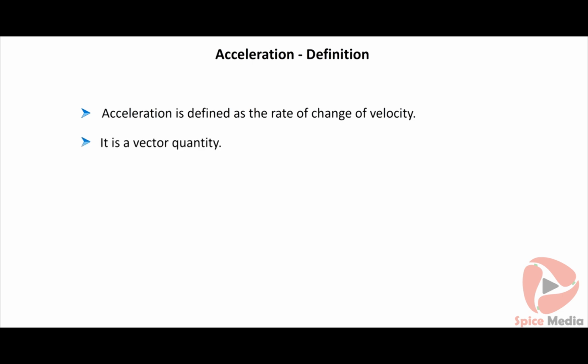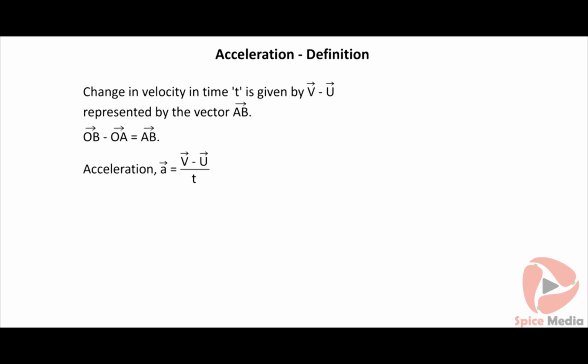How do we define acceleration? Acceleration is defined as the rate of change of velocity. It is a vector quantity. Mathematically, it could be expressed as follows. Velocity change is represented as vector AB. Vector AB is equal to vector OB minus vector OA. Acceleration vector a is equal to vector v minus vector u divided by t.